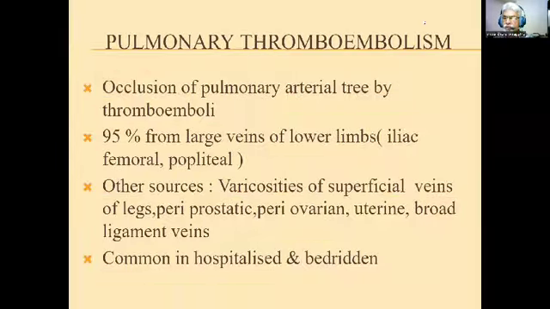Pulmonary thromboembolism, one of the most common causes for sudden death. Occlusion of the pulmonary arterial tree by thromboemboli. 90%, 95% arise from the large veins of the lower limbs: iliac, femoral, popliteal. Other sources are varicosities of superficial veins of the legs, periprostatic, periovarian, uterine, and broad ligament veins.